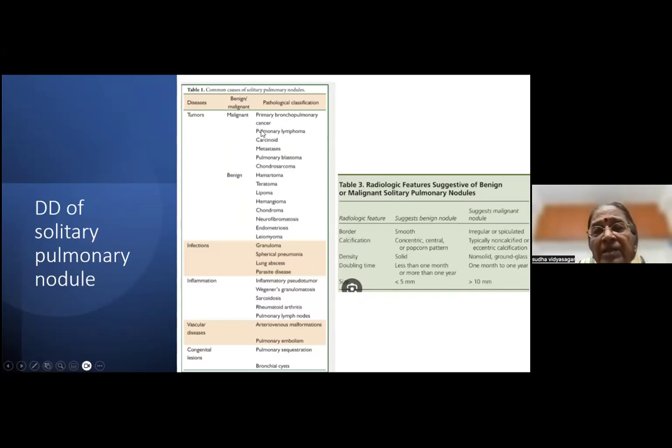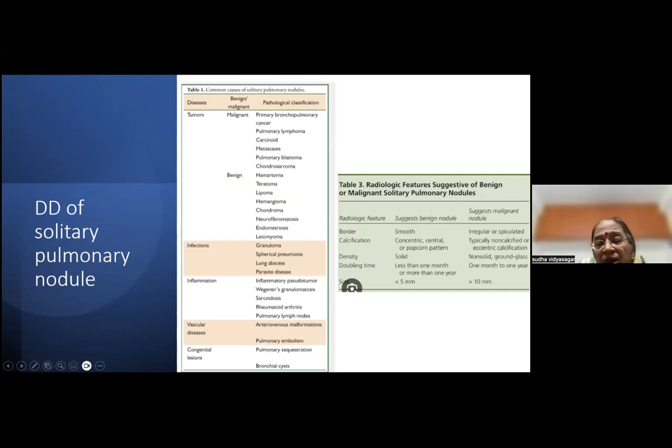The malignant ones are bronchogenic carcinoma, lymphoma, mets, a single met, okay? And then you have the hamartoma, teratoma, hemangioma, chondroma. These are all your benign ones. And infections like granuloma, like we said, even GPA can cause a single one, tuberculosis can cause it, round pneumonias are known to occur, lung abscess, parasitic disease. And you have vasculitis, sarcoid, rheumatoid, pulmonary lymph nodes, arteriovenous malformations, and of course, pulmonary sequestration, right?